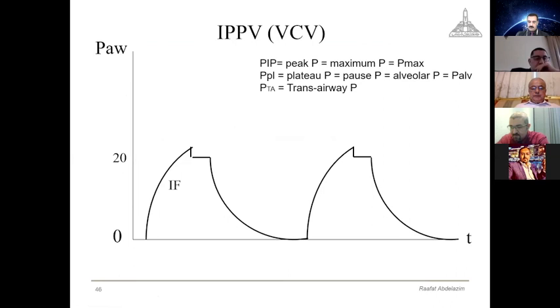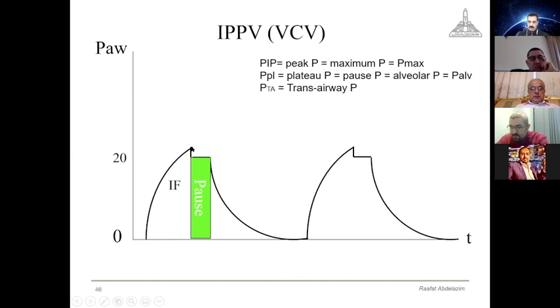This is the volume control. There is no negative wave. So the ventilator starts to give the patient ventilation. So this is a part of inspiratory flow. It starts from here. During inspiratory flow, the pressure increases until it reaches the maximum pressure.